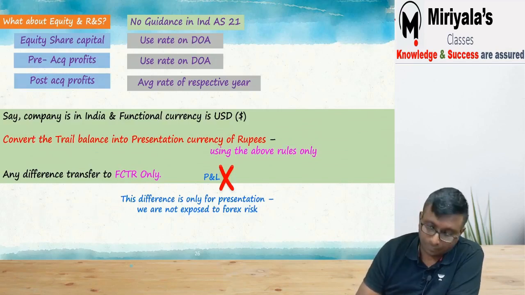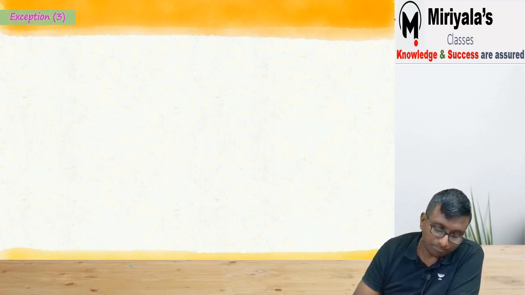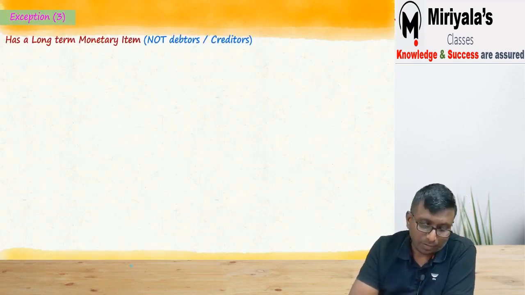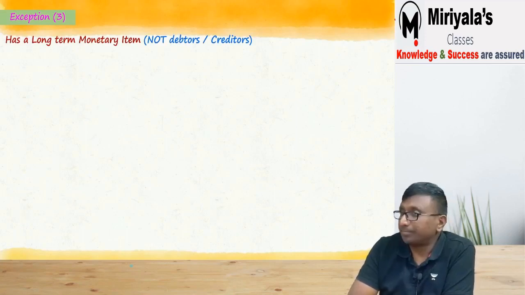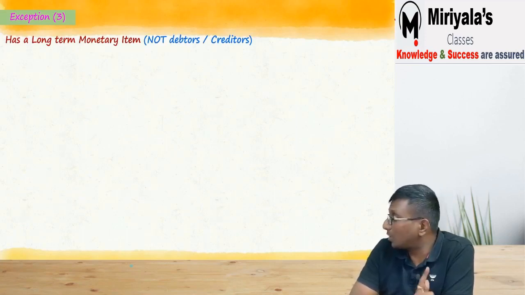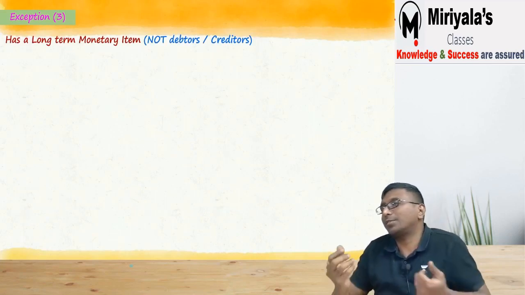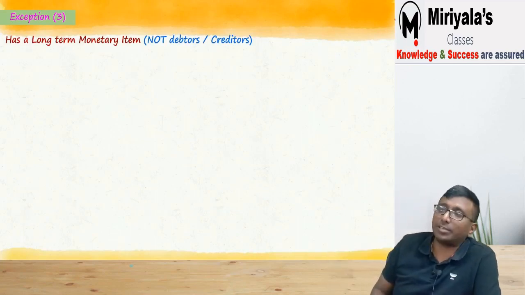Shall I go ahead? Yeah. So, next exception, that is exception number 3. We have a long-term monetary item. Listen very clearly, it is long term. It is not a debtor or creditor, because debtor or creditor can never be long term, my dear.